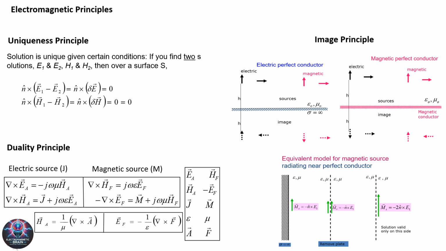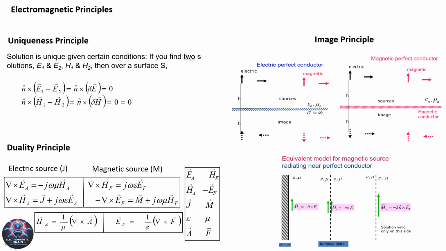On the right side of the slide, you'll notice a schematic illustrating this duality through 2 examples: the image theorem for a perfect electric conductor and the equivalent model for a magnetic source near a conductor. The image theorem, shown here, demonstrates how the fields generated by a real source can be replaced by an imaginary or image source inside a perfect conductor, allowing us to simplify the problem while maintaining the correct boundary conditions. Similarly, the equivalent model illustrates how a magnetic source near a conductor can be modeled using equivalent electric sources to simplify the problem.